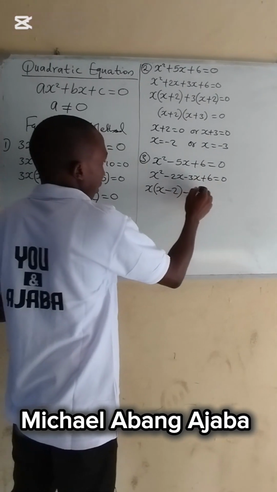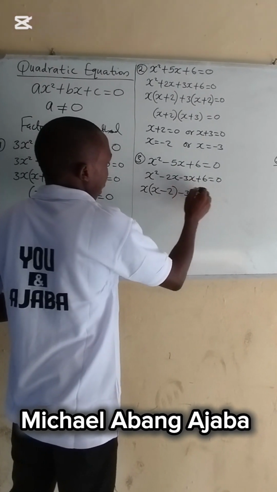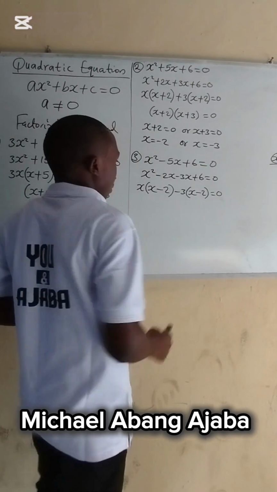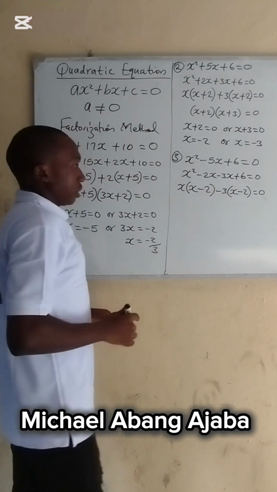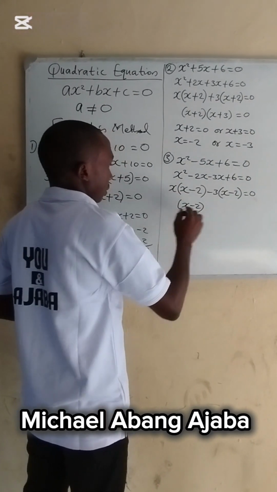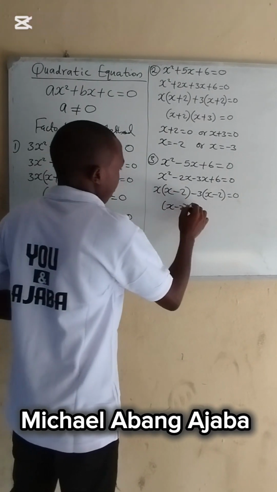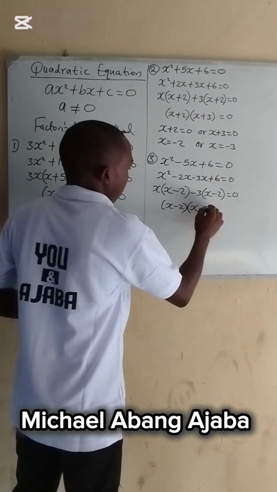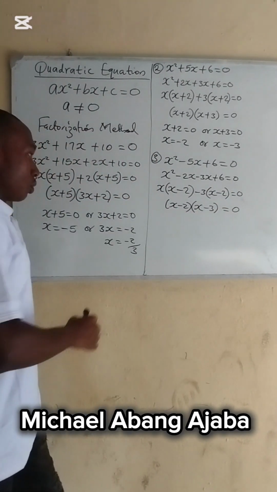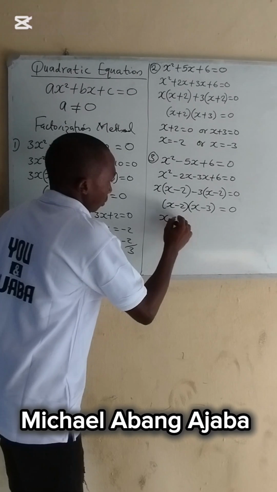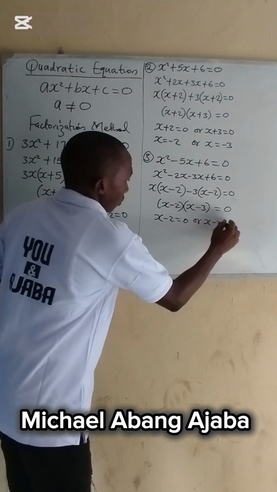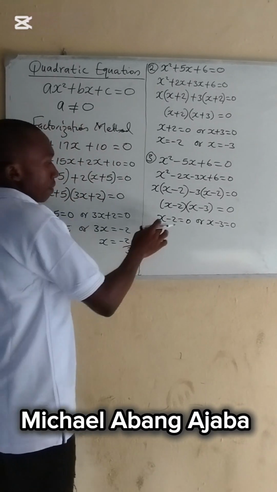What's common here? We have minus 3. Minus 3 cancel minus 3, we have x, plus minus minus 6 divided by 3, 2, equal to 0. Let's look at the two expressions. We have x minus 2 common to the two expressions. So we pick what's left here, x, and what's left here, minus 3, equal to 0. Equate the two brackets to 0. We have x minus 2 equal to 0, or x minus 3 equal to 0.